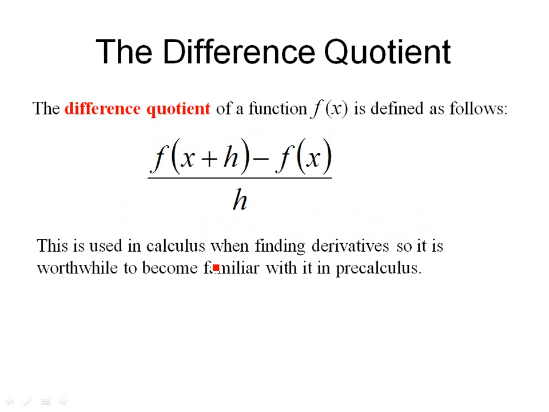The difference quotient. So finally, we get to the difference quotient. I wanted to make sure you knew how to evaluate a function before I got here, because the difference quotient is in itself its own formula. So this is the formula: f of x plus h minus f of x, all divided by h. Normally on the exam I would give you this formula, and I would give you a function to evaluate using it.